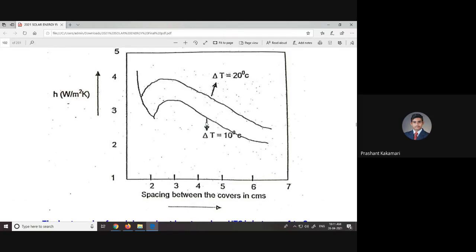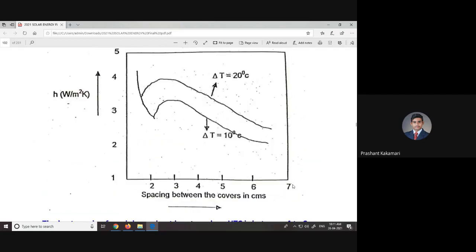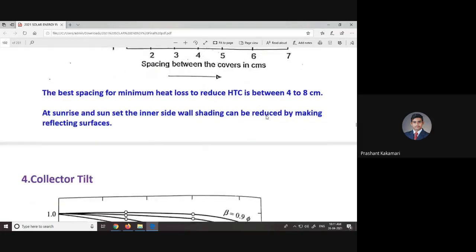Okay. So these two are the different curves for different temperature differences. One example of a flat plate collector with delta T, if you see 10 degrees centigrade, the heat transfer losses will be less. If the temperature difference is very high for a different collector, then losses are also high. So like this, you have to observe what minimum spacing should be maintained between the number of glass covers. The optimum is 4 to 8 centimeter, so that the heat transfer coefficient by convection will be very less, and also losses will be very less.